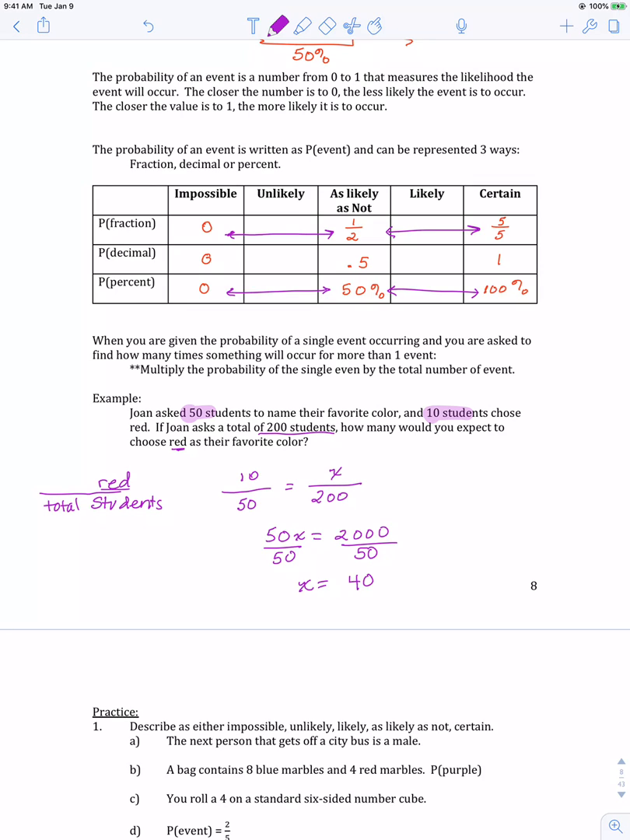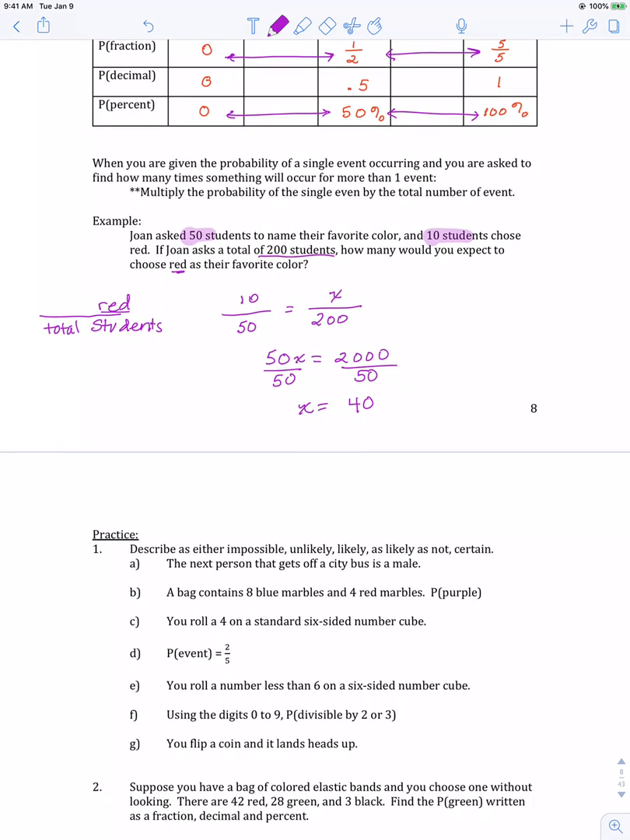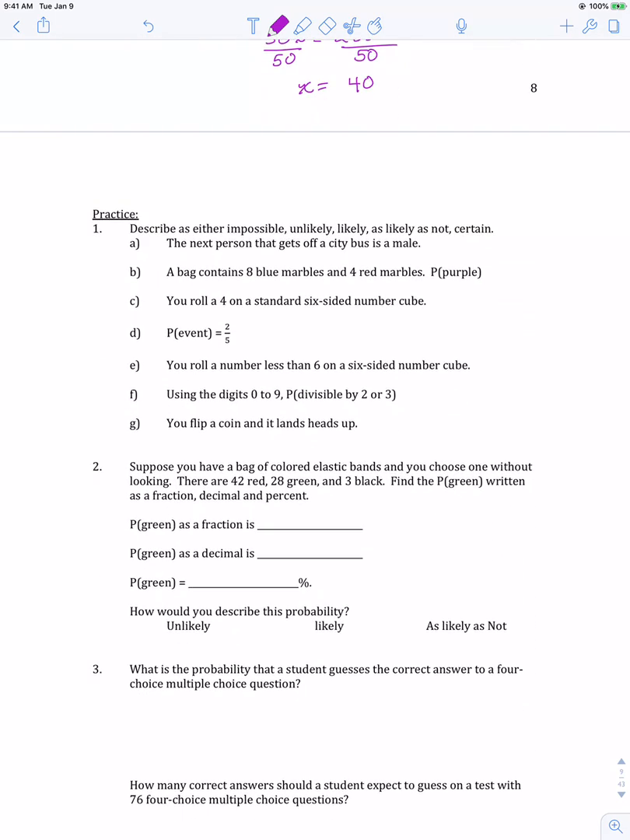So if they want us to find the probability, we're giving a fraction. If they want us to describe, we're giving one of the words. If they want us to make a prediction, you're going to do a proportion and get a number. So let's look at some examples together.